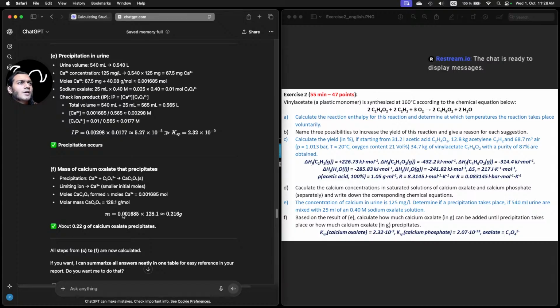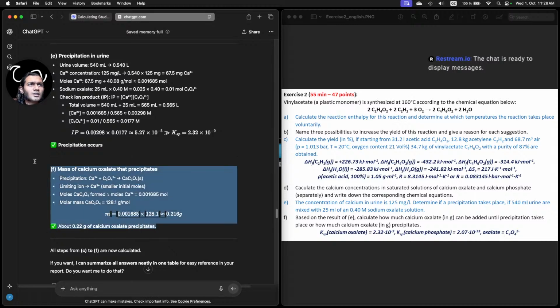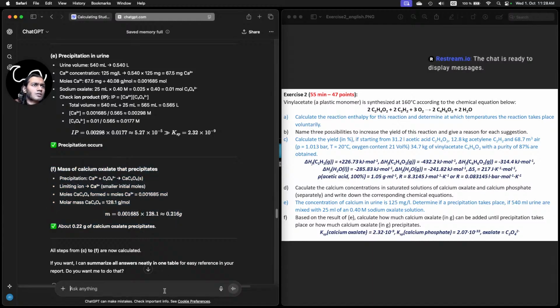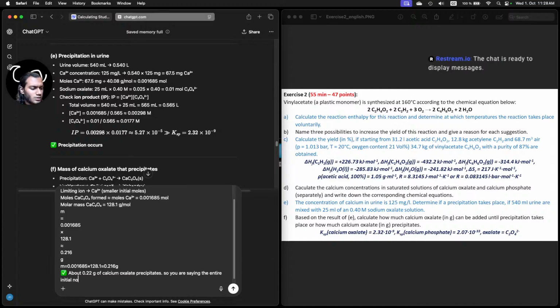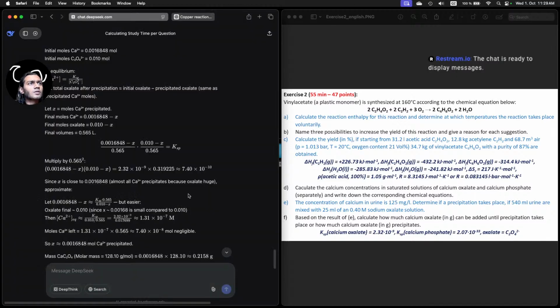I mean, the whole calcium just got precipitated. Is that how it works? So you are saying the entire initial number of moles of Ca is precipitated? 0.22 grams. I don't think that's the answer.